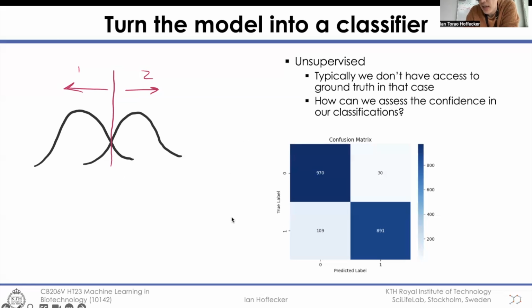And if we had access to the ground truth, we would be able to build this kind of confusion matrix to test whether we're making these calls correctly. So if it's actually 0 and we said it's 0, Gaussian 0, then we could put it in this box. If it's actually 1 and we said it's 1, then we could put it in this box.